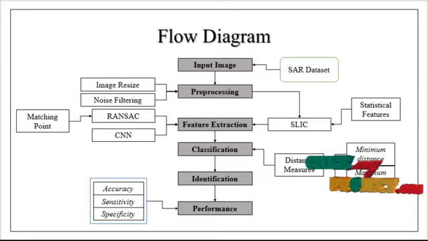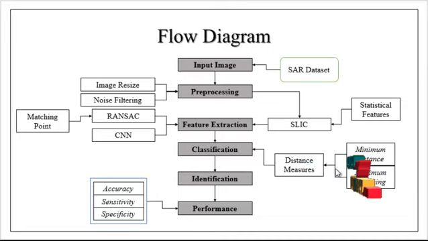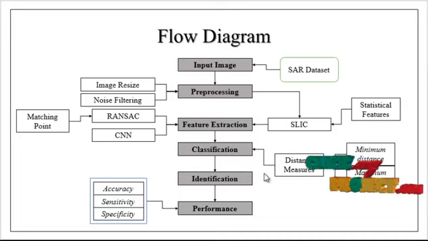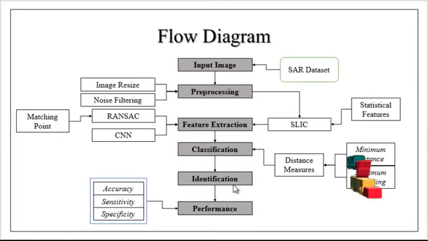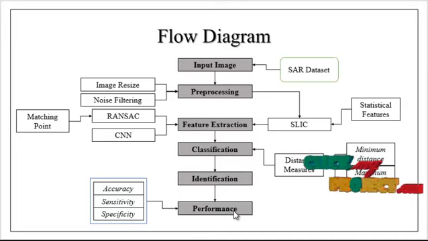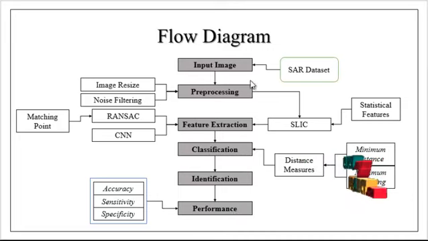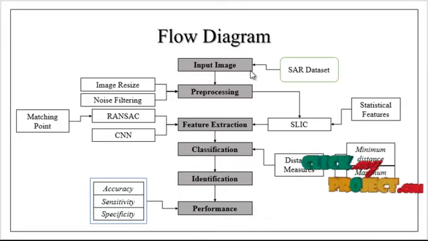Now we are going to discuss the flow diagram of the process. This is the overall working flow of this project. This project consists of modules such as input image, pre-processing, feature extraction, classification, identification and finally performance estimation. By these modules only we can do the process. At first, the input image is taken from the dataset, that is the SAR image dataset.